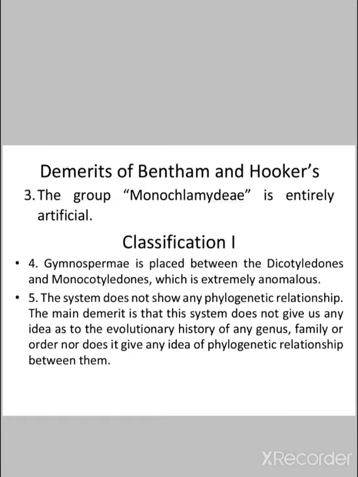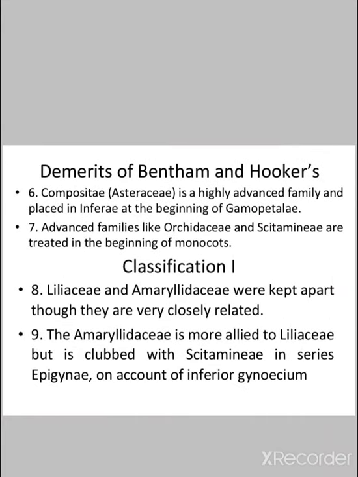The main demerit is that the system does not give us any idea as to the evolutionary history of any genus, family, or order, nor does it give any idea of the phylogenetic relationship between them. Compositae is a highly advanced family but is placed at the beginning of Gamopetalae.